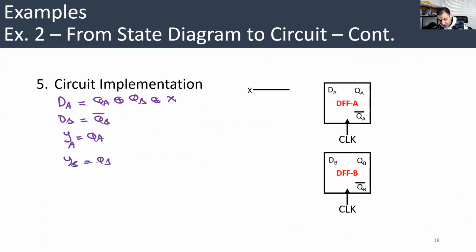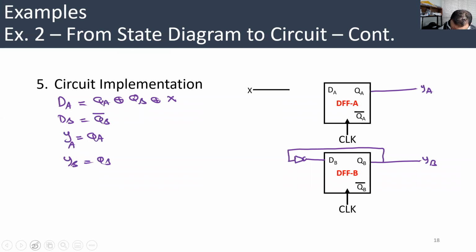Let's start with YA and YB first. They are really easy. This is basically YA, just one wire. And that's it. So the combinational circuit of the output is just one wire. Let's do DB because it's also really easy. It's equal to QB bar. Here is QB, you can do it like this. Another solution, let's do it because it's really interesting.